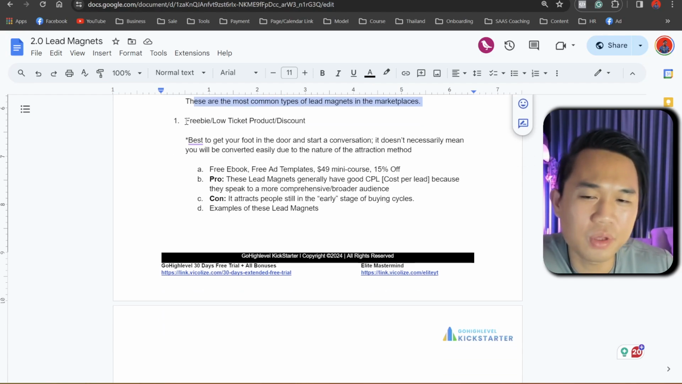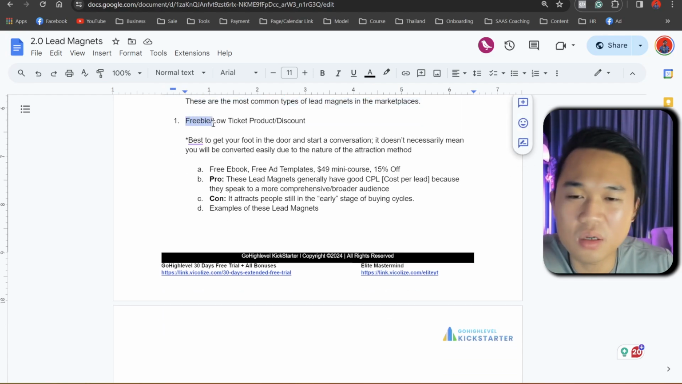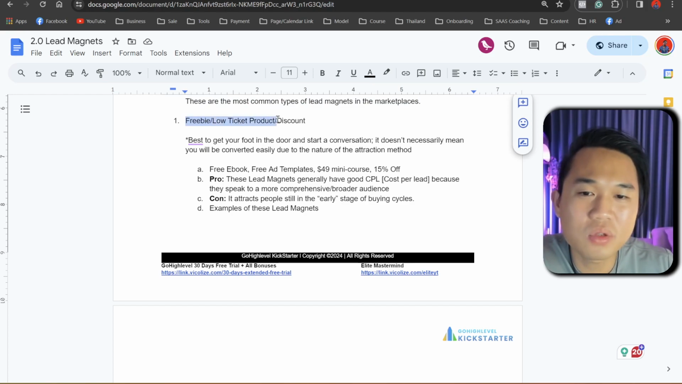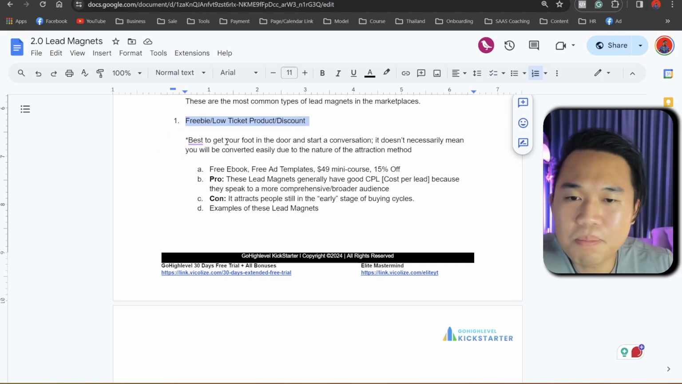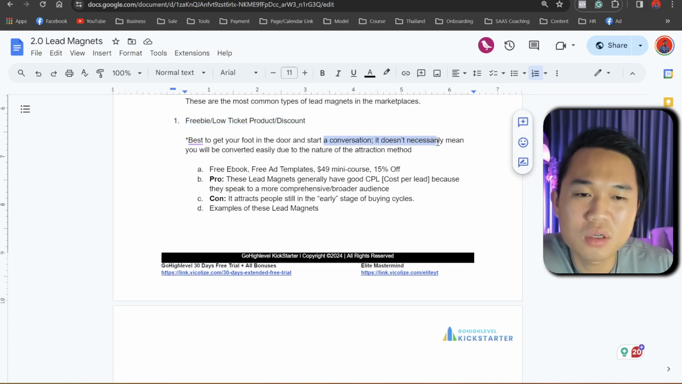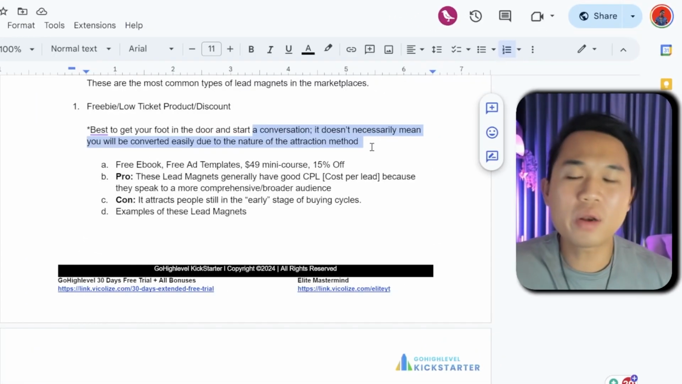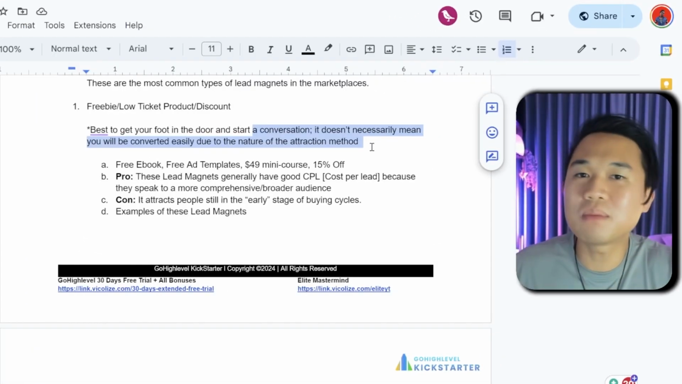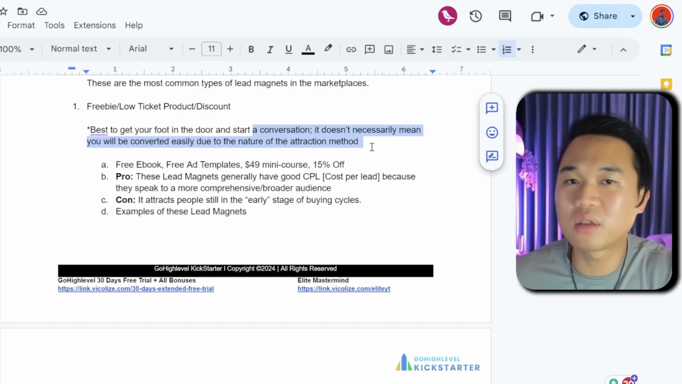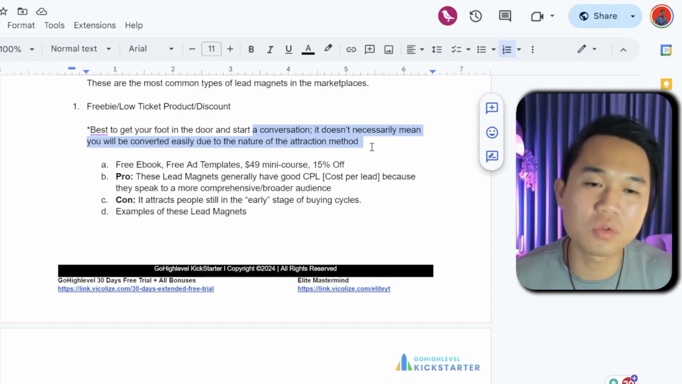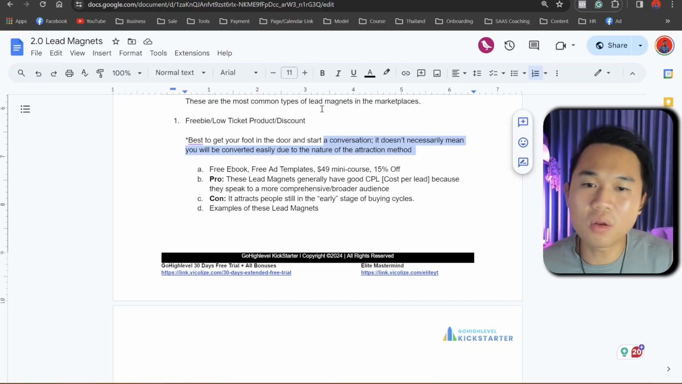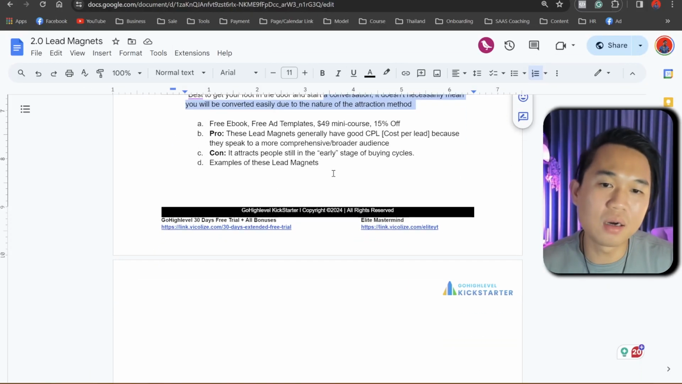So we're going to start off with the most common one, and you've probably seen or heard of this. It's either the freebie, the low ticket product, or the discount. The goal of this is really to get your foot in the door and start a conversation, but it doesn't necessarily mean you will convert these people easily, due to the nature of the attraction method. One of the things you have to notice is that the type of lead magnet you put out there will attract different types of people. You have to know that. So this freebie, low ticket, all that stuff normally attracts an early stage buyer. I'll mention this later on in the doc.